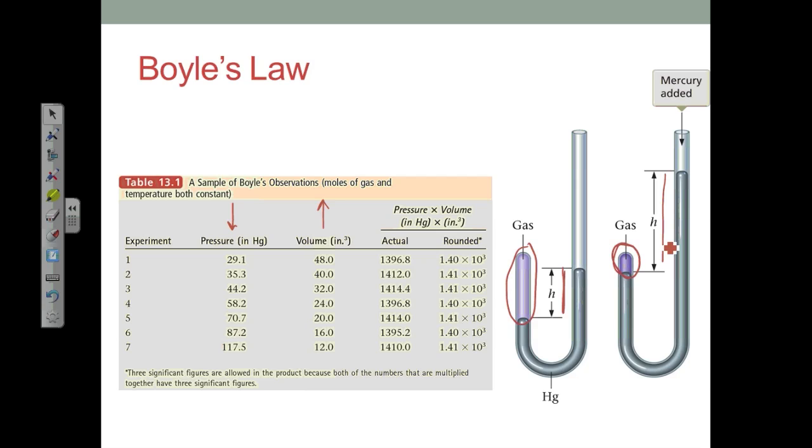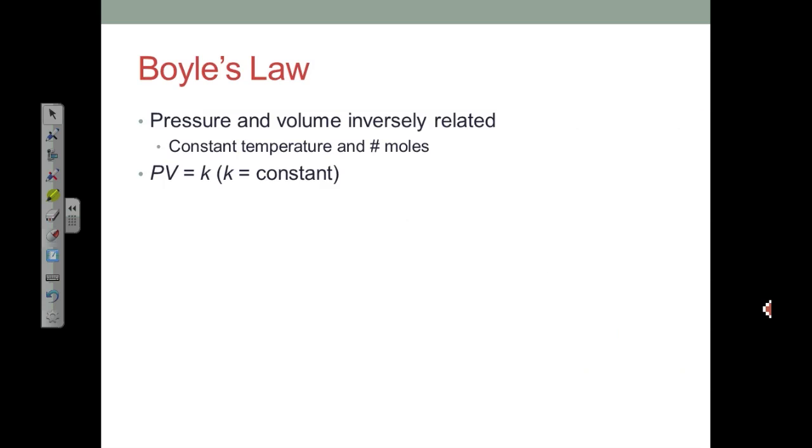But if we were to multiply those together, we would still have a constant number. So Boyle's Law: pressure and volume are inversely related. Just like what Dave said, if we decrease volume, we are going to increase pressure. And this is done with a constant temperature and constant number of moles of a gas.